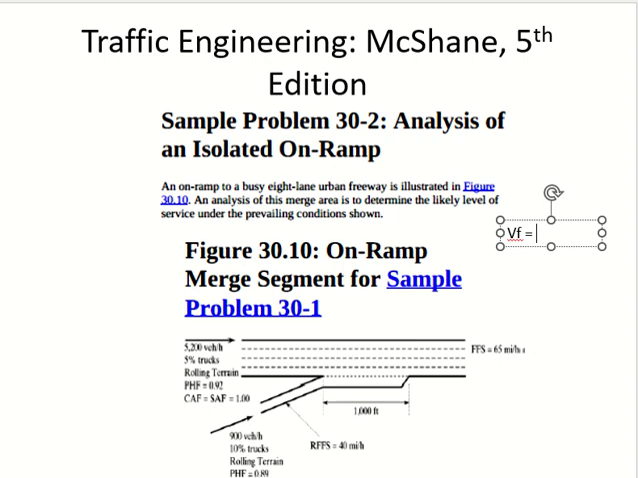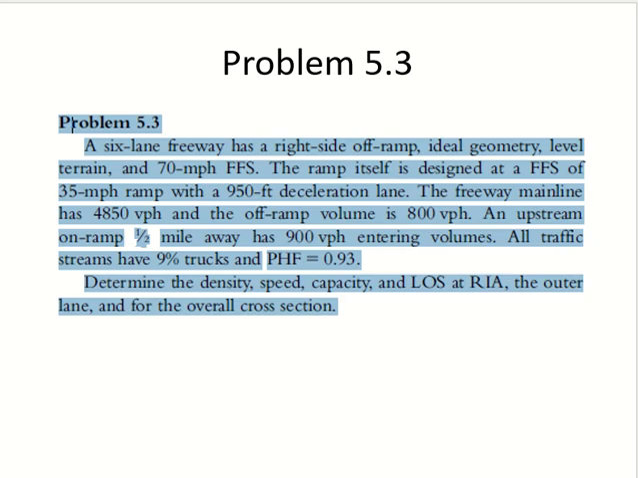What is the flow rate on the freeway? Does anybody have it? No. Okay. No problem. Moving on.